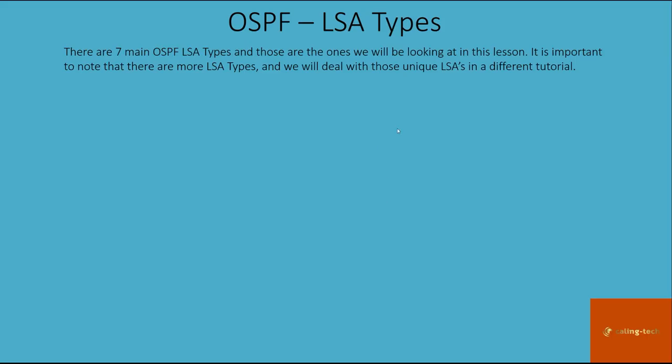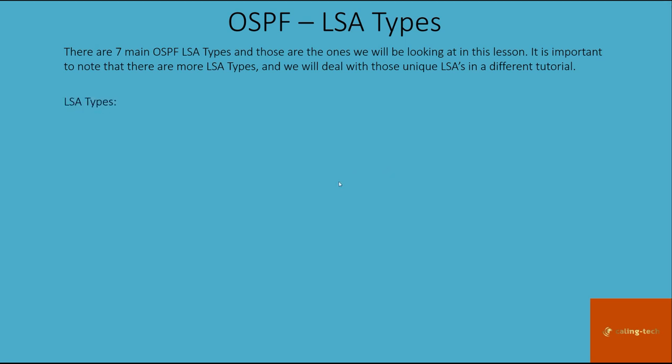Welcome to this video tutorial on OSPF LSA types. Now, there are seven main OSPF LSA types, and those are the ones we're actually going to be looking at in this lesson. However, it is important to note that there are more LSA types, but they're quite unique, and we're going to deal with those unique LSAs in a different tutorial later on.